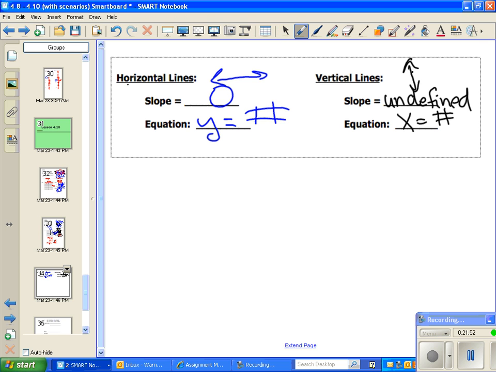This chart right here, you want to know this. Highlight it, mascara it, put lipstick on it. You want to know this.